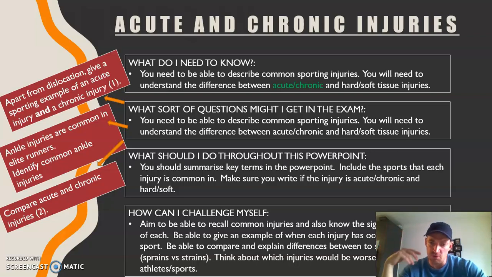Aim to recall common injuries and also know the signs and symptoms of each. That's a simple one, that's not really challenging, but be able to give an example of when the injuries occurred in an elite sports situation. That might be a challenge. You could look that up. When has someone dislocated a joint in a match or a game, whatever sport it is you play, and be able to compare and explain differences between similar injuries. So how do you differentiate between a sprain and a strain? That's a question you'll get asked quite commonly.